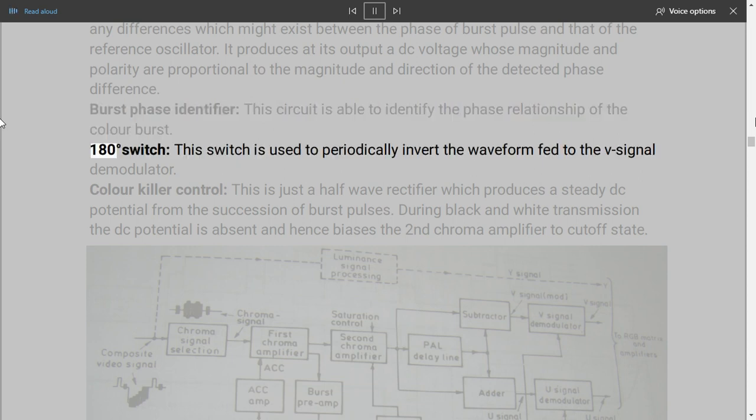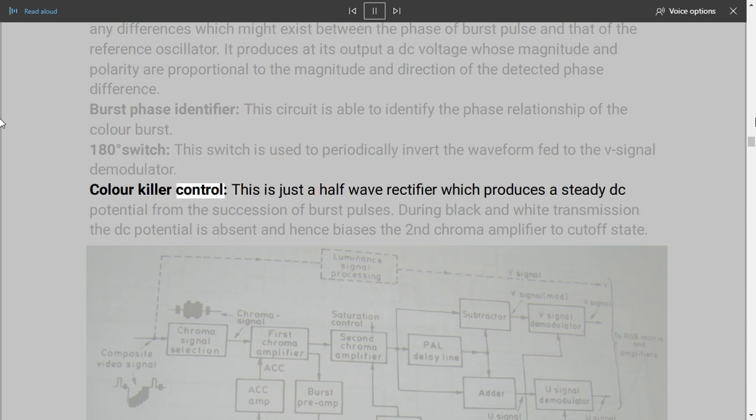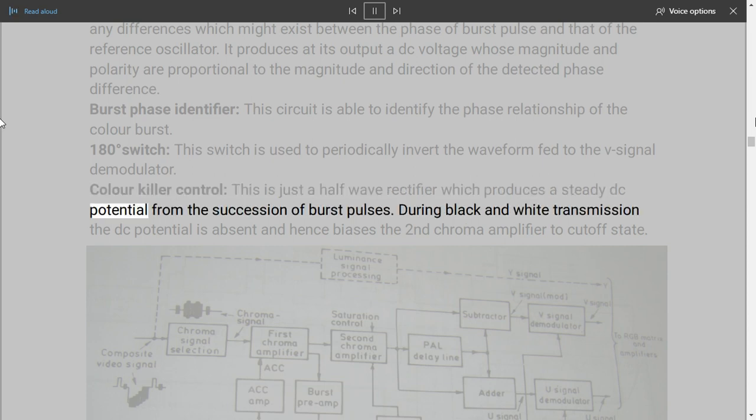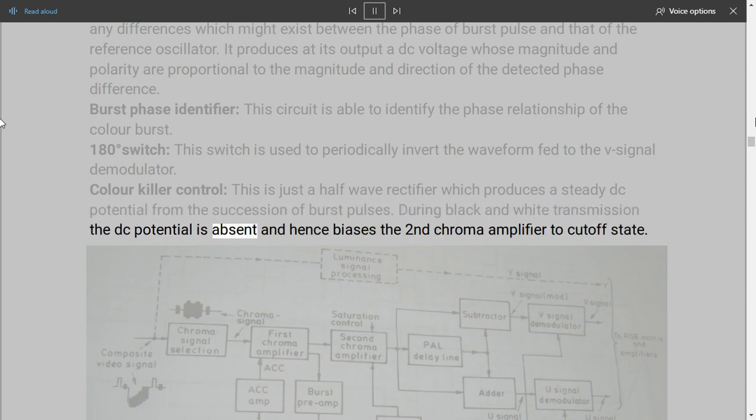180-degree switch: this switch is used to periodically invert the waveform fed to the V-signal demodulator. Color killer control: this is just a half-wave rectifier, which produces a steady DC potential from the succession of burst pulses. During black and white transmission, the DC potential is absent, and hence biases the second chroma amplifier to cutoff state.